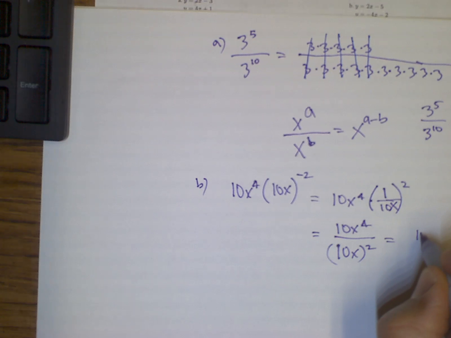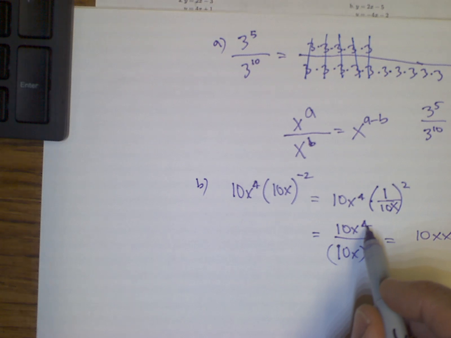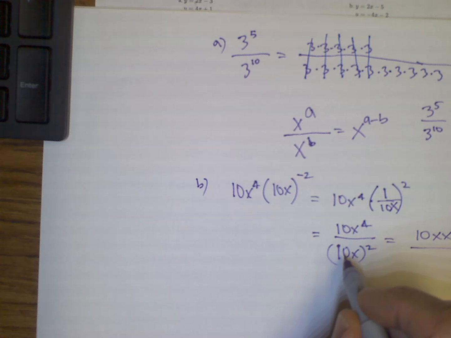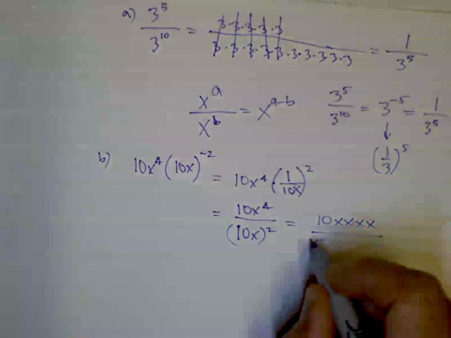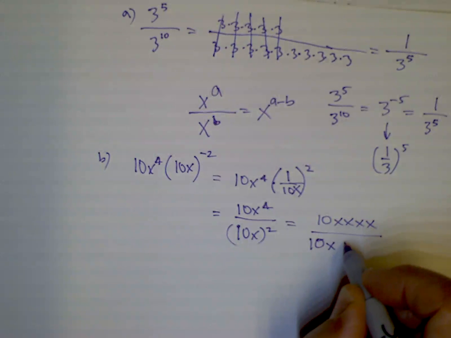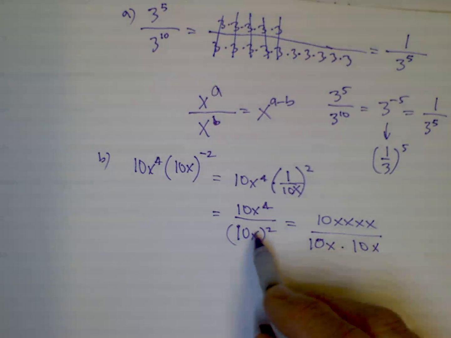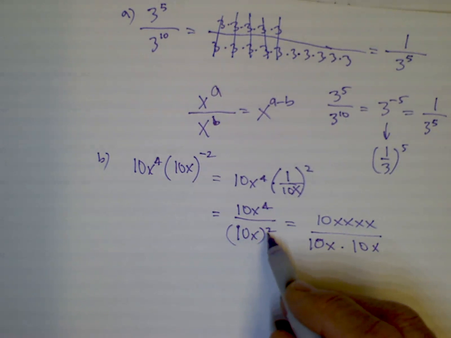What does this mean? This means 10 times x times x times x, right? There's 4 x's. The 4 only affects the x here, not the 10, because it's not in parentheses. The 10 is a single 10. And on the bottom, 10x all squared means 10x times 10x, right? Because the 10 is affected by the squared, by the 2.